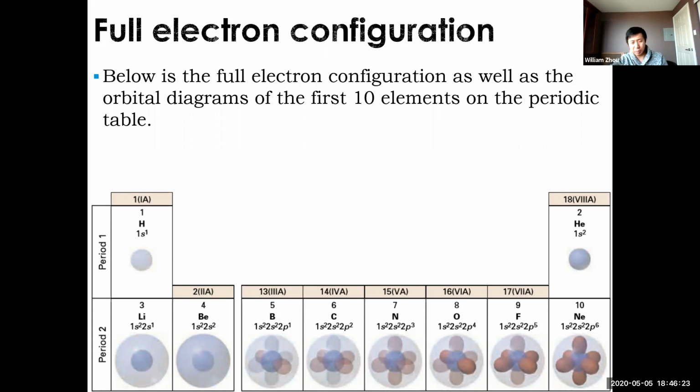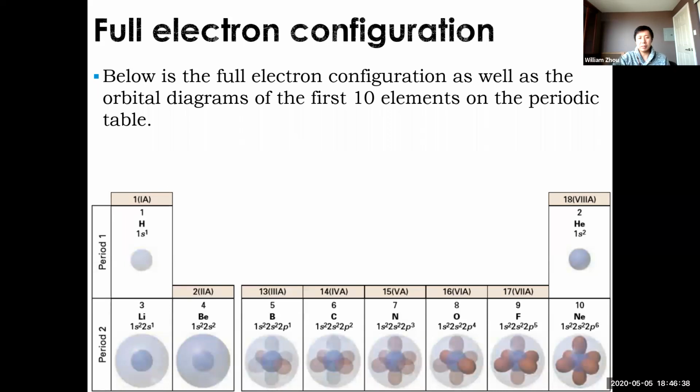That's why it's darker than the hydrogen one. If you go to the next row, lithium, 1s2, 2s1. It has 2 different balls, one embedded within a bigger one. That smaller sphere, that is the 1s orbital.